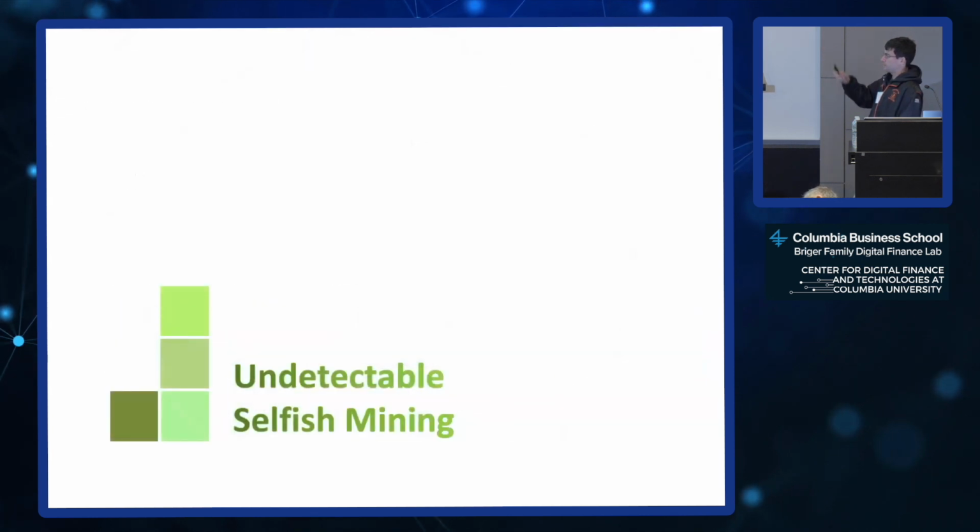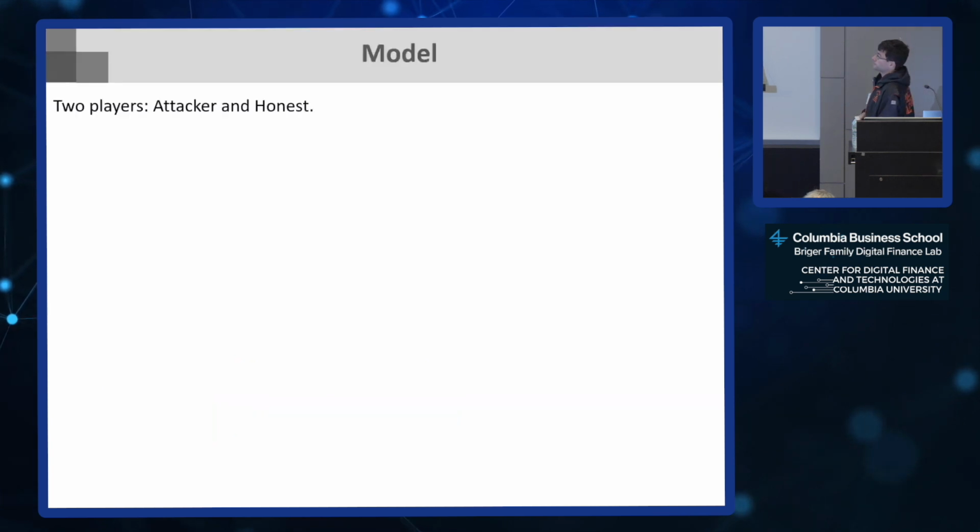Okay, so the point of the paper is basically just to say, is it possible to be strictly profitable to do something like selfish mining in a way that still makes the orphan pattern look independent?